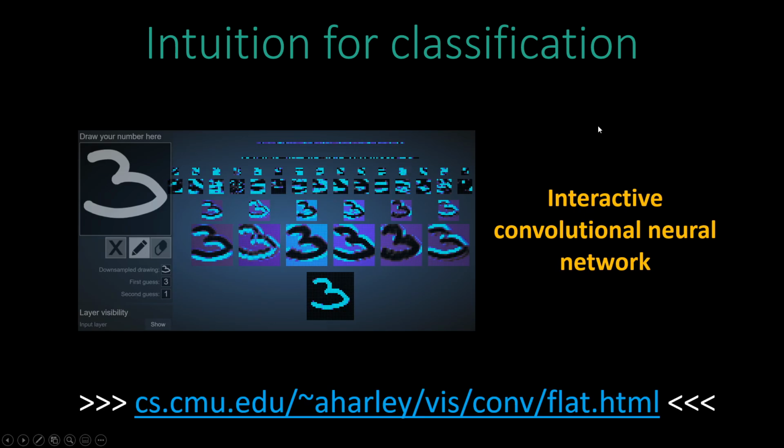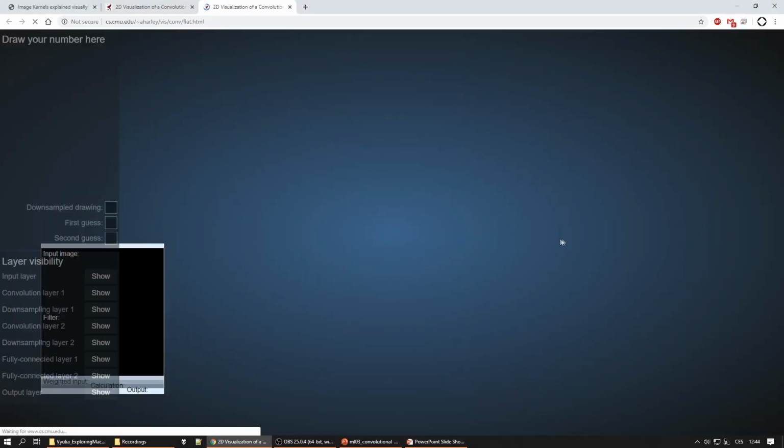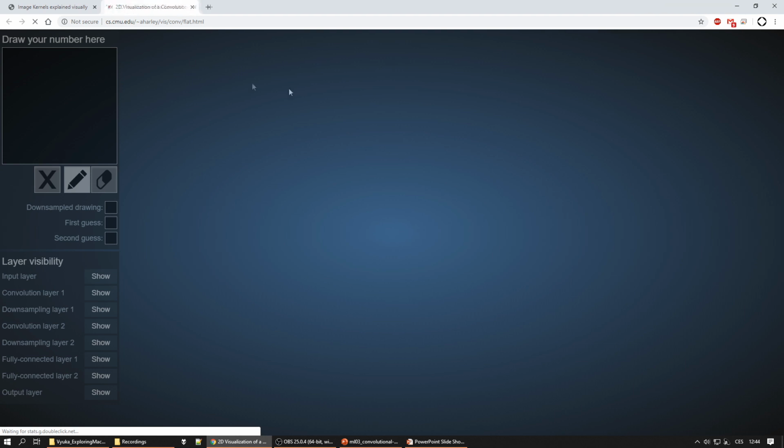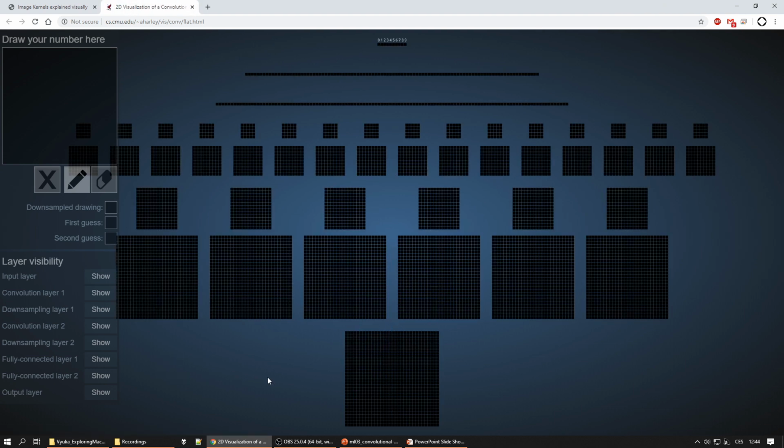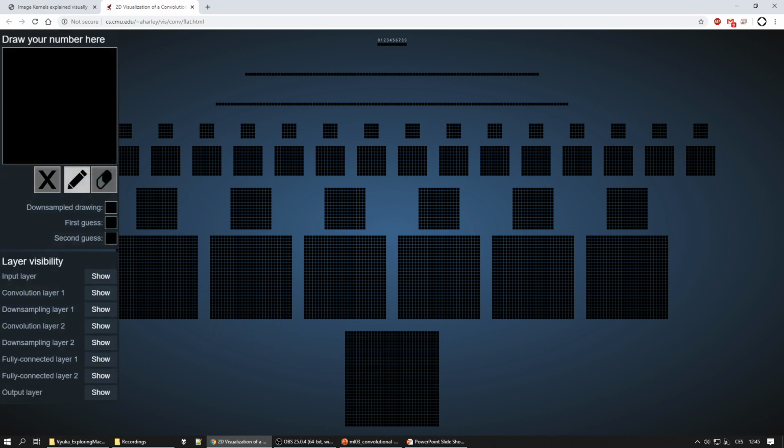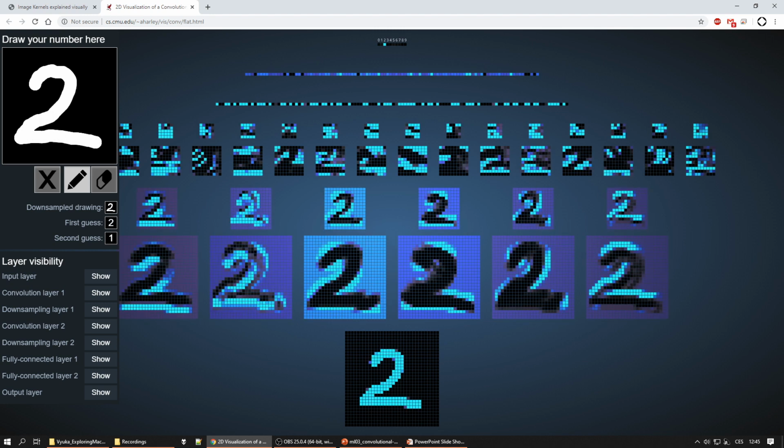Okay, and so there is a nice visualization of a convolutional network as well. So we know this from our first presentation. This is basically the same thing that we saw before, only for a convolutional neural network. So if we start by drawing, okay, let's try to have a nice 2 here.